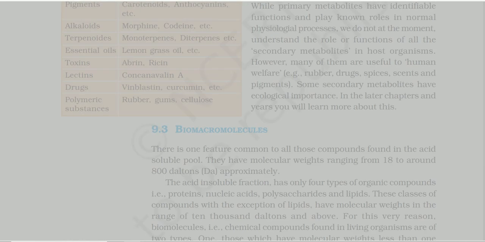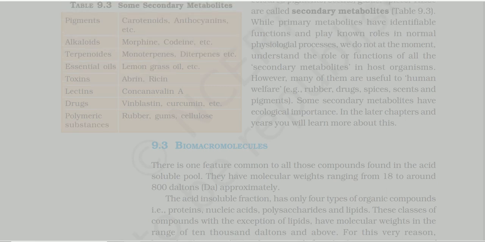Pigments: carotenoids, anthocyanins, etc. Alkaloids: morphine, codeine, etc. Terpenoids: monoterpenes, diterpenes, etc. Essential oils: lemongrass oil, etc. Toxins: abrin, ricin. Lectins: concanavalin A. Drugs: vinblastine, curcumin, etc. Polymeric substances: rubber, gums, cellulose. Table 9.3 Some secondary metabolites.